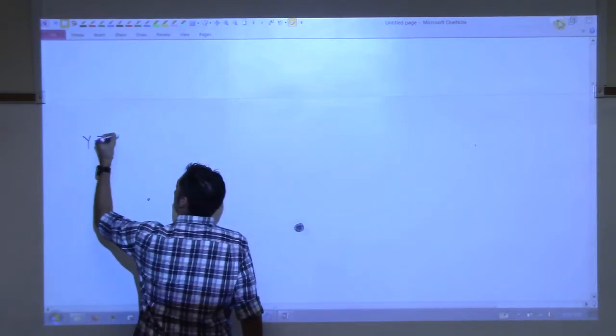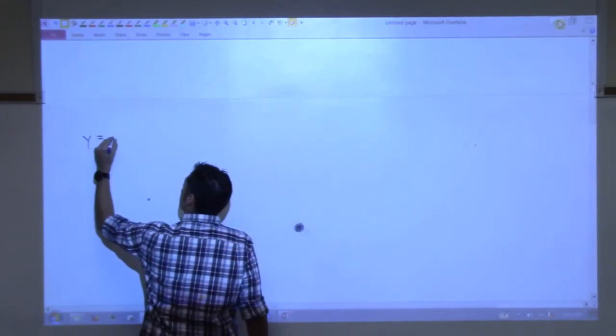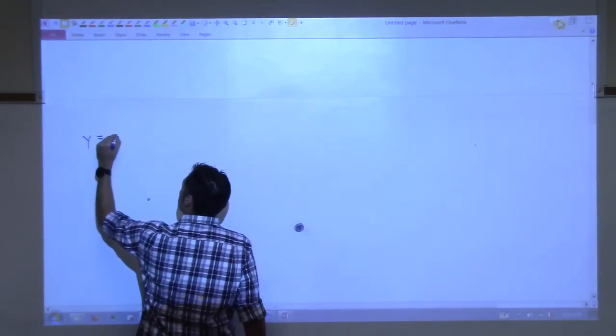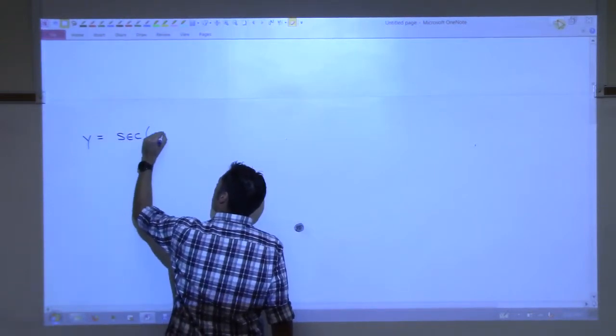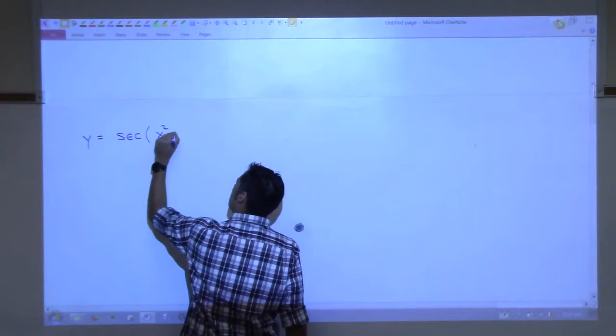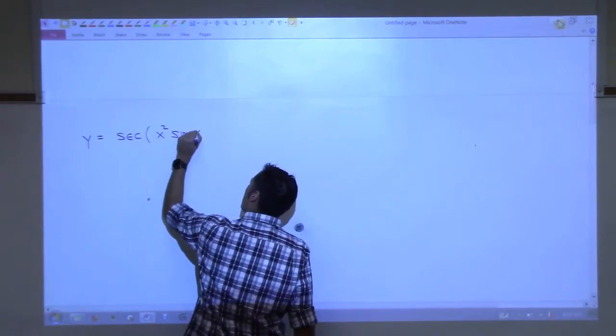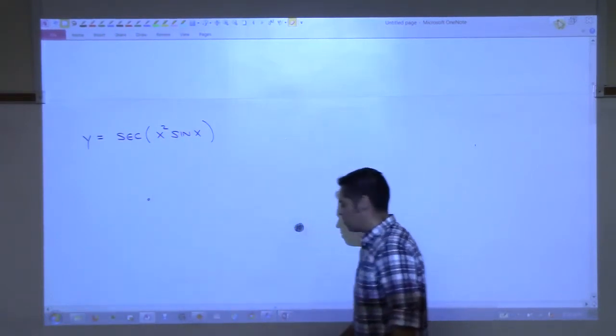Okay. Here's what I was thinking. How about secant of x squared sine x. Find the derivative of this.